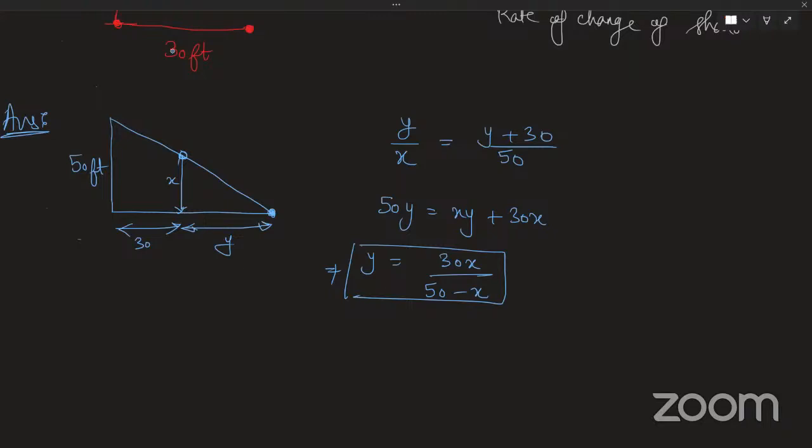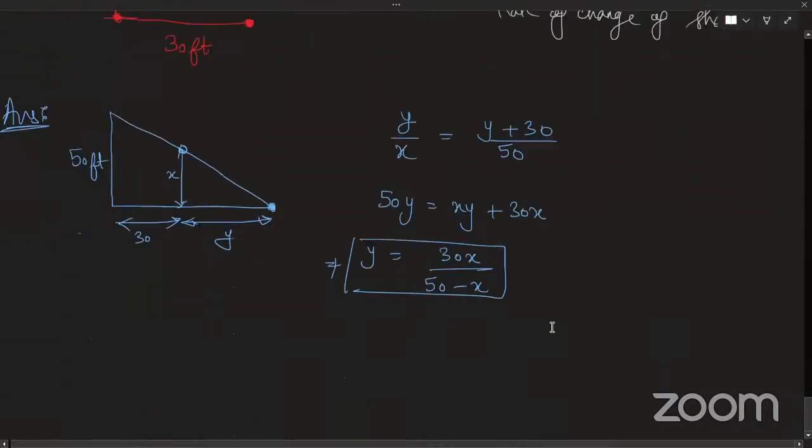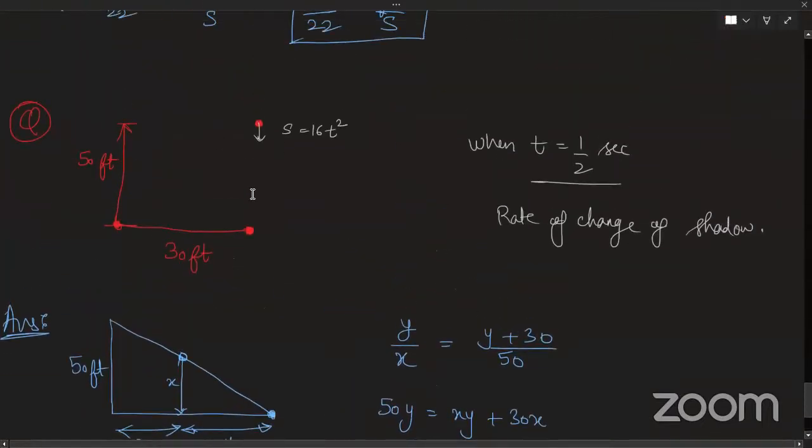Okay, great. So I've just applied the basic proportionality theorem. I've got two triangles, and both of these are similar triangles. That is why y divided by x is equal to (y plus 30) by 50. So I just separated out my y and wrote y in terms of x.